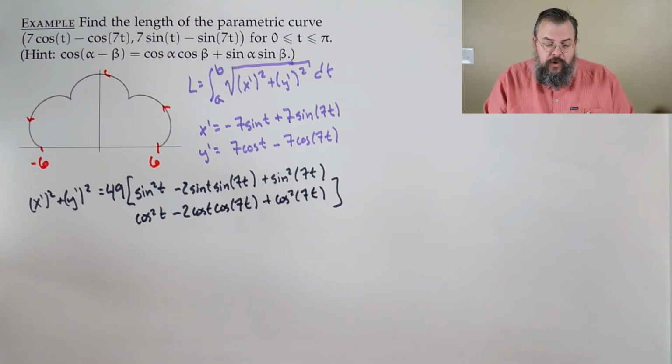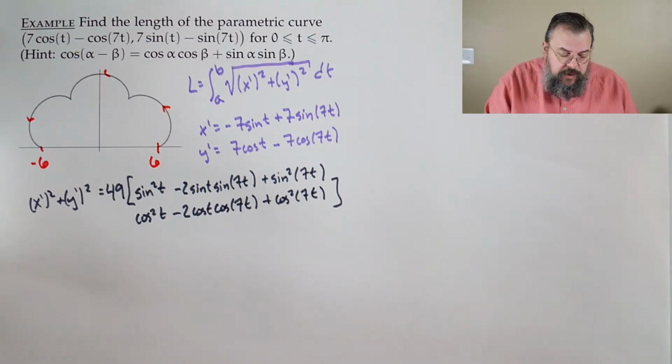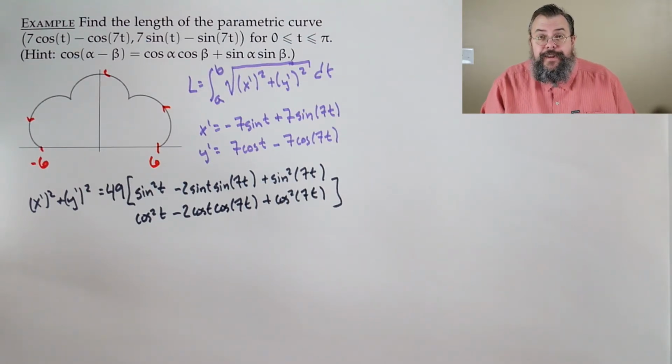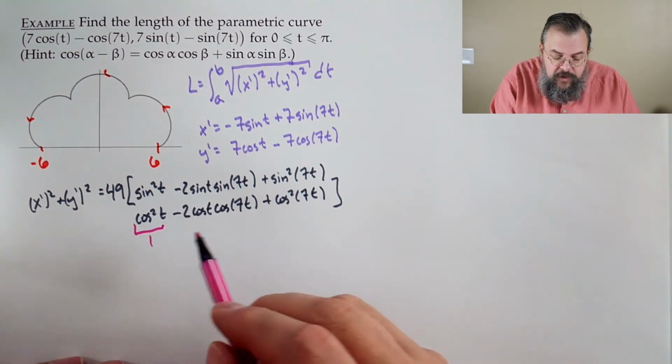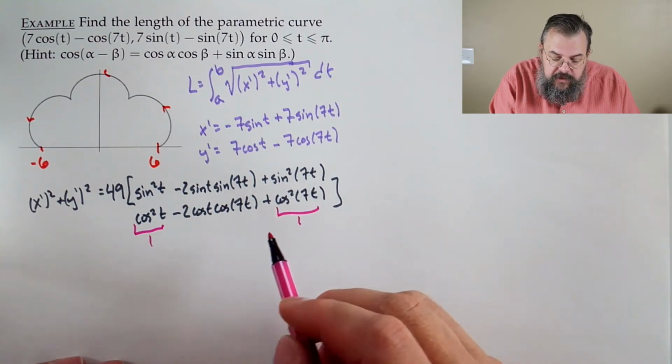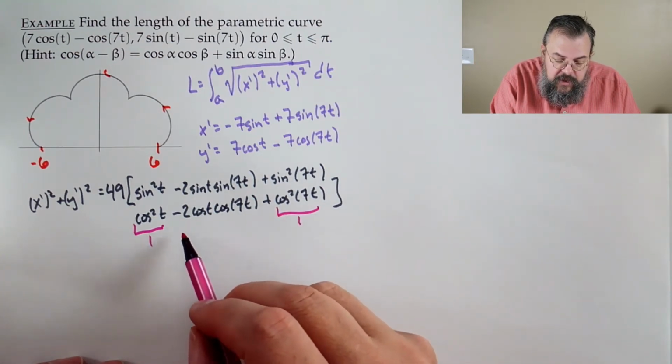The sine squared plus cosine squared is easy. That's 1. And a similar thing happens on the other end. Sine squared of 17t plus cosine squared of 17t is also 1. So that's 1, and that's 1. Now here, what do we have?